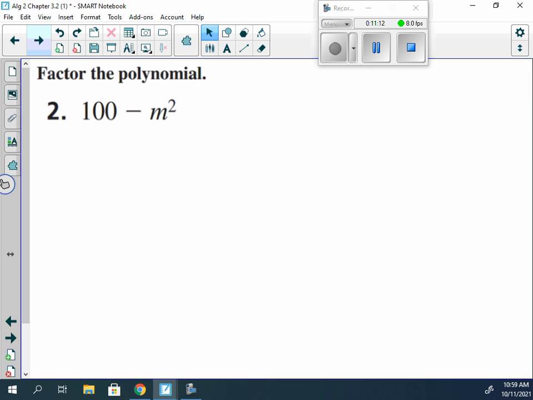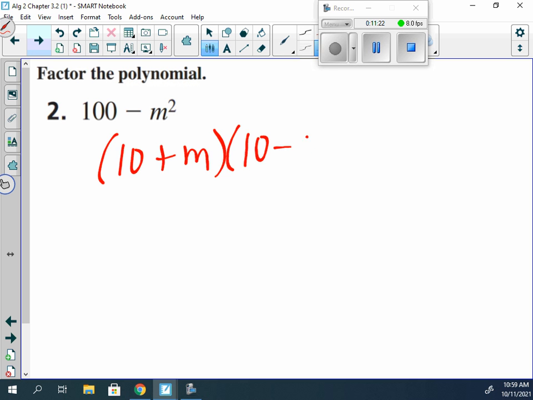100 minus m squared. One more time. Exactly. Now it is very tempting, and I've seen it turned in, especially when we had problems like this here, as 10 plus m times 10 minus m. And because the m squared goes second in the equation, in both parentheses, the m is going to go second.